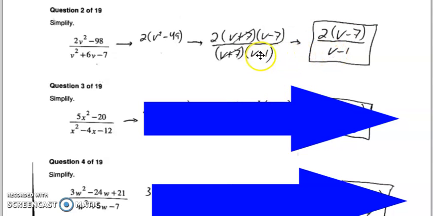You'll notice the parentheses are no longer there. You can have them if you want to. It's not mandatory. But if that's my one and only factor in the bottom, I don't need it.